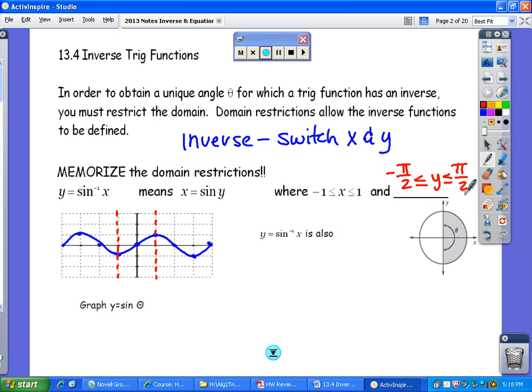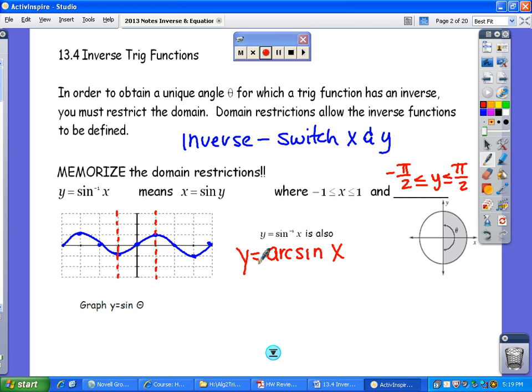And if you read at the beginning, in order to obtain a unique theta for each value, for a trig function to have an inverse, you must restrict the domain. Domain restrictions allow the inverse functions to be defined. Now, another way of representing the inverse sine is also called the arcsine. The arcsine of x is just another notation that means the inverse of sine. You're going to switch your x and your y. So y equals the arcsine of x. And we'll show you how that comes into play in a minute.